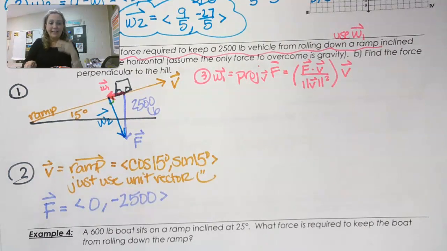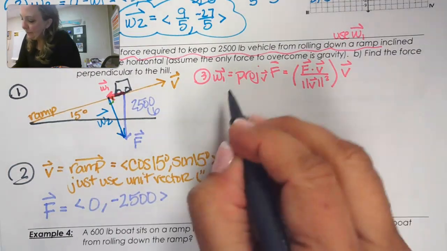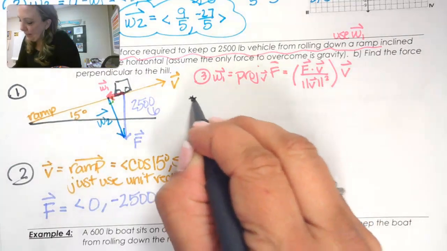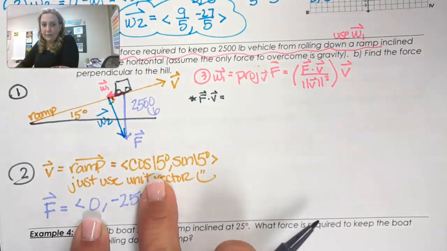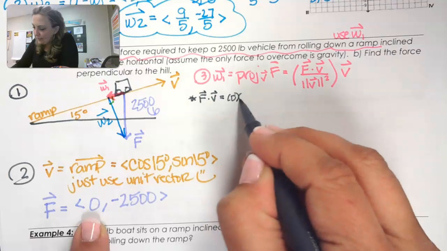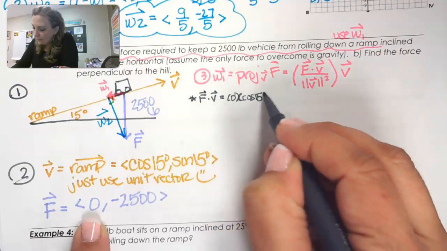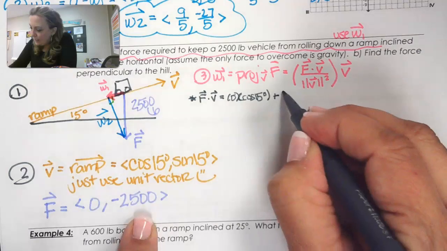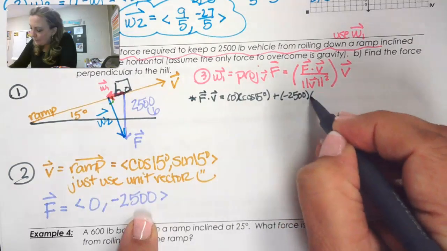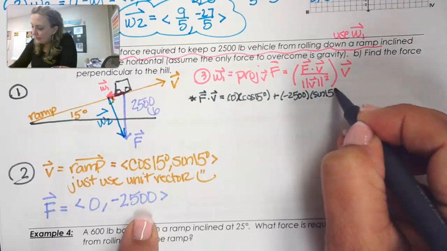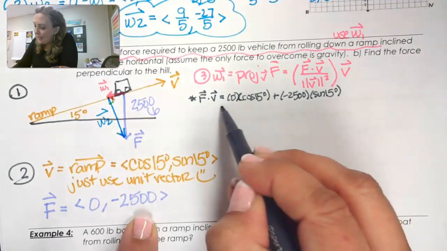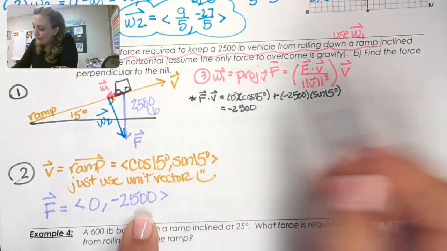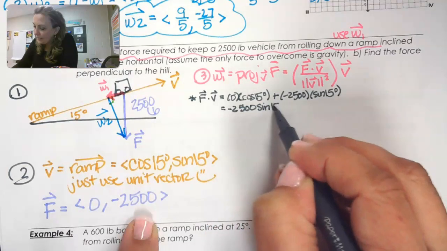So again, I think it might be nice to do some of those to the side. If I'm doing F dot V, then I'm taking 0 times the cosine of 15 degrees plus negative 2500 times the sine of 15 degrees. Okay, I can see this first part is going to be 0. And so F dot V is just negative 2500 times the sine of 15 degrees.